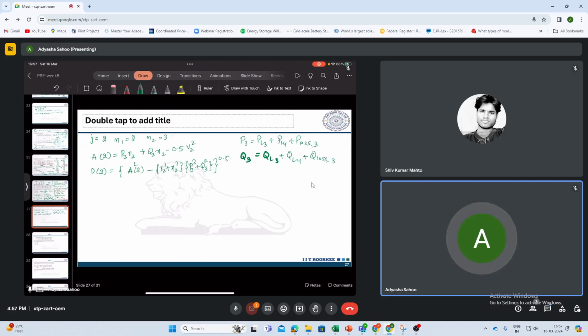So again, if you substitute and calculate A2, D2, from that you can calculate V3 as square root of D2 minus A2. So from that you will get it as 0.9690 per unit.